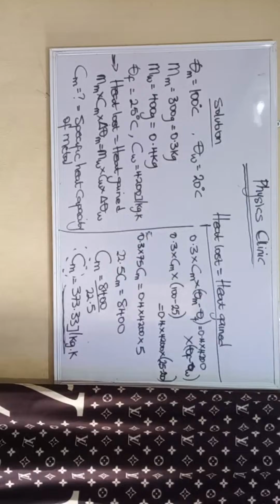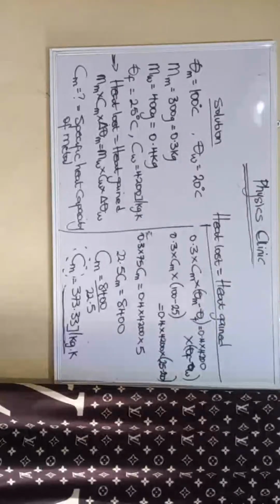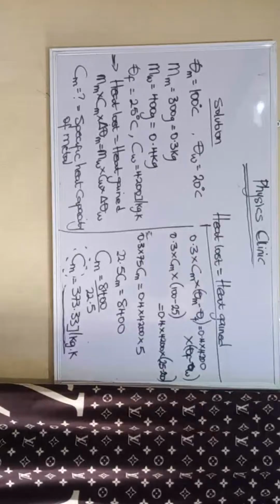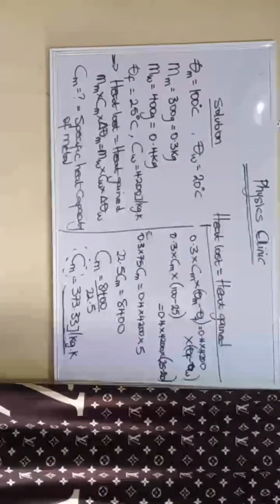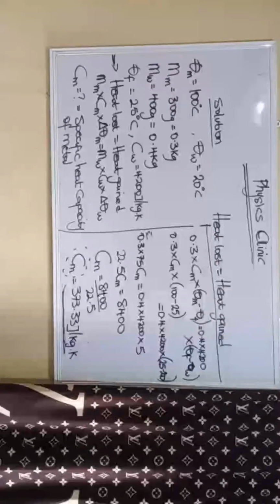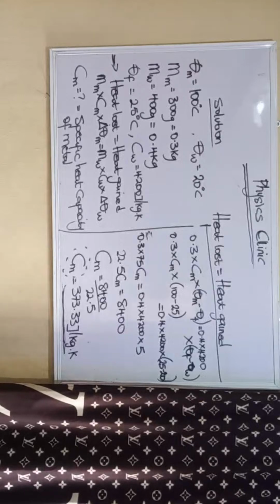A 1.2 kilowatt immersion heater is used to supply energy for 75 seconds. The energy supplied is used to heat 800 grams of paraffin in a calorimeter of heat capacity 42.5 joules per Kelvin from 20 degrees Celsius to 65 degrees Celsius. Calculate the specific heat capacity of the paraffin.